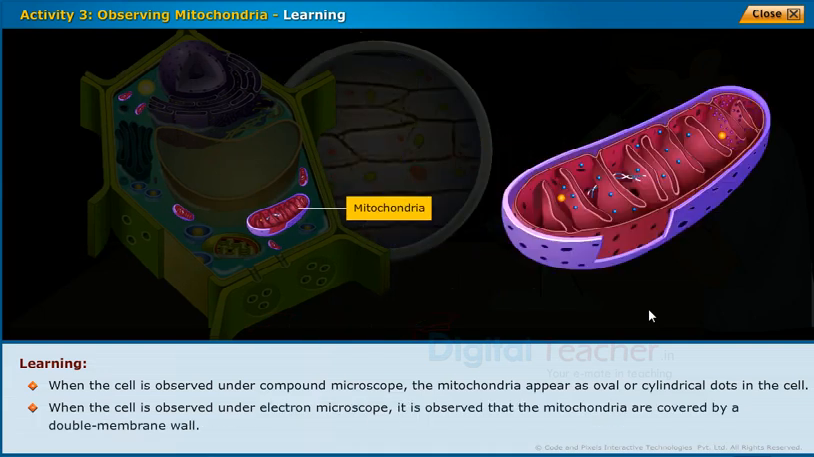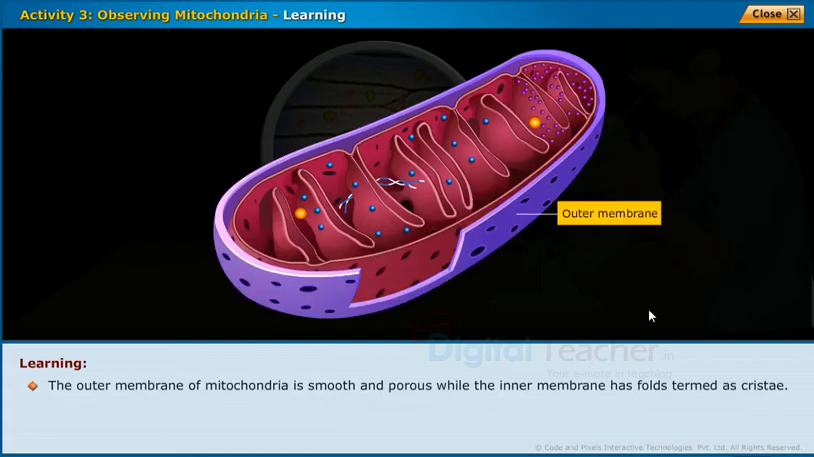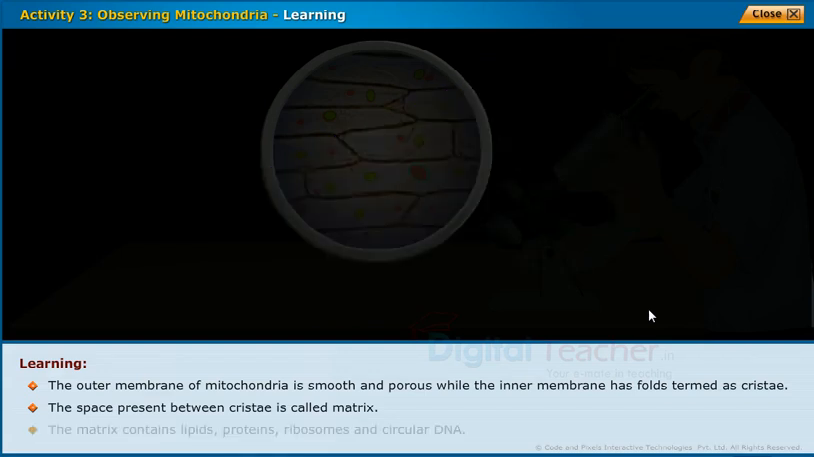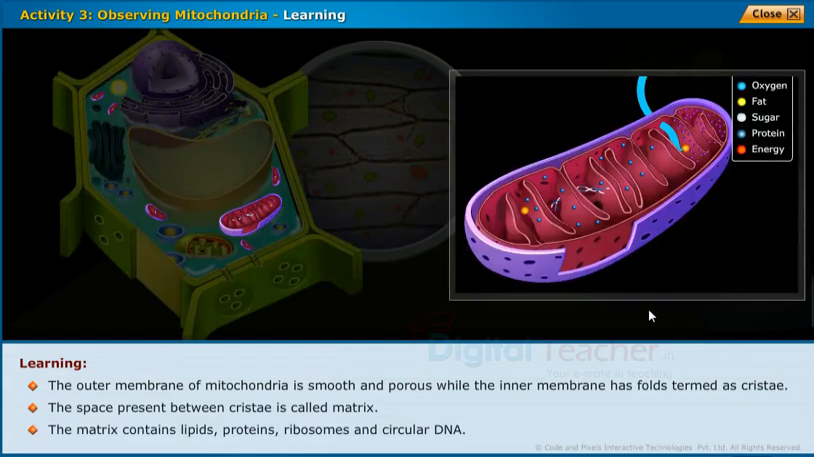When the cell is observed under an electron microscope, it is observed that the mitochondria are covered by a double membrane wall. The outer membrane of mitochondria is smooth and porous, while the inner membrane has folds termed cristae. The space present between cristae is called matrix. The matrix contains lipids, proteins, ribosomes, and circular DNA.